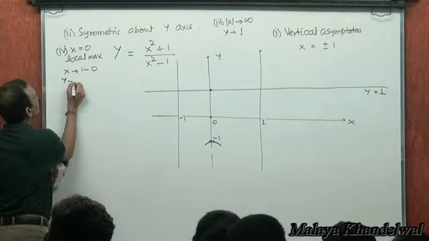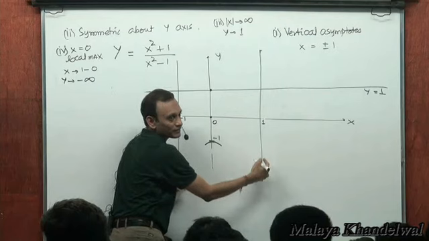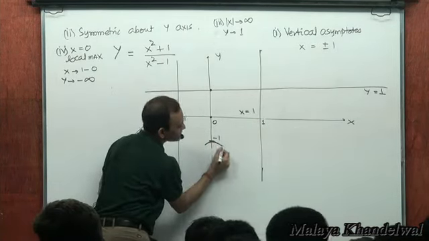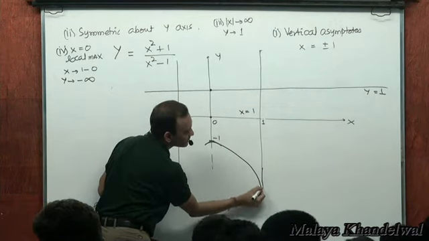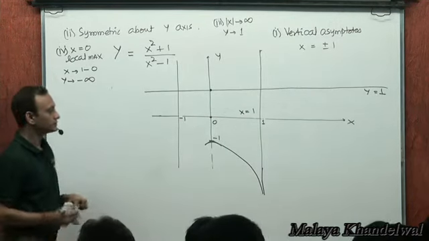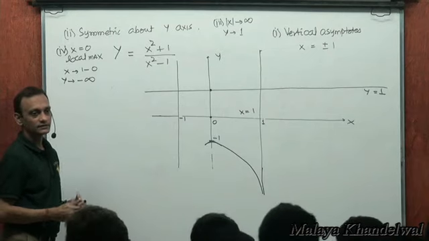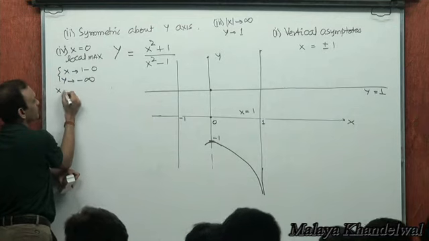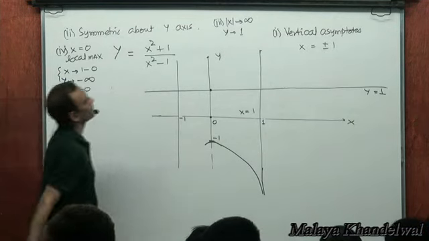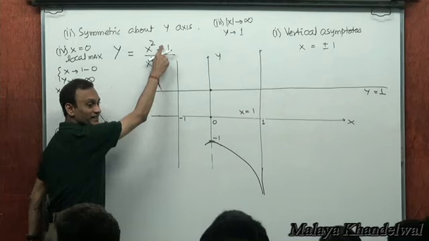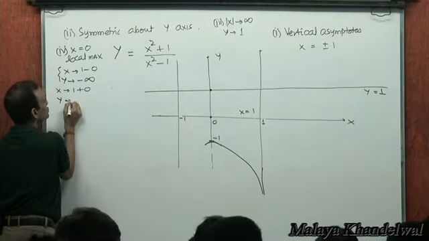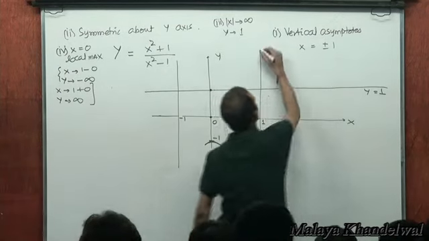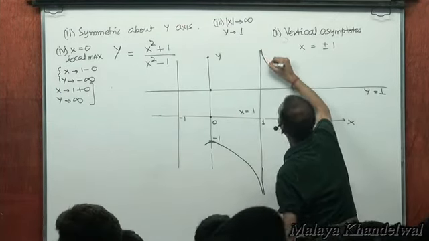So, this is the line x equal to 1. As x tends to 1 from the less than 1 side, y tends to minus infinity. Yes or no? Right? As x tends to 1 from the greater than 1 side, y would tend to plus infinity, right? As x tends to 1 from the greater than 1 side, y tends to plus infinity.